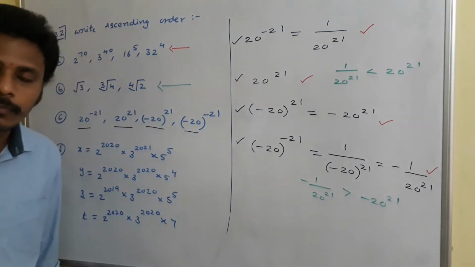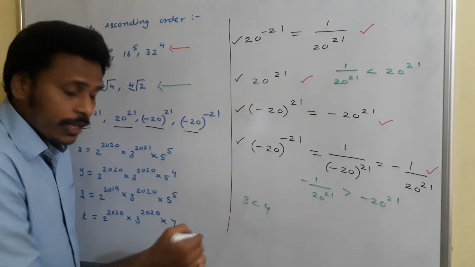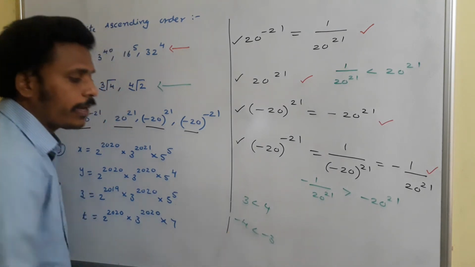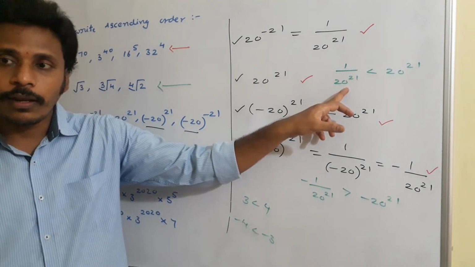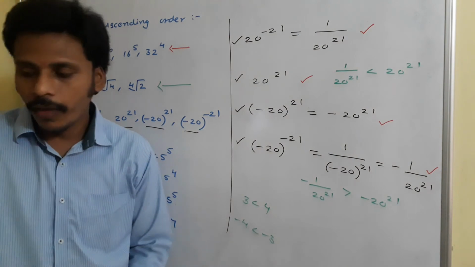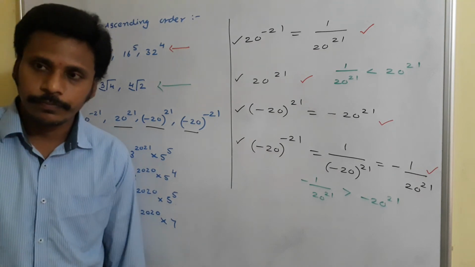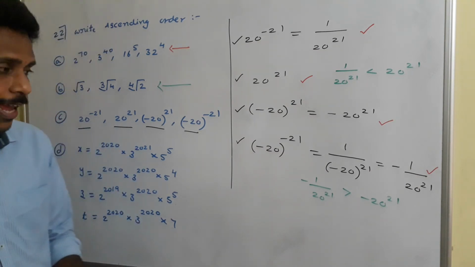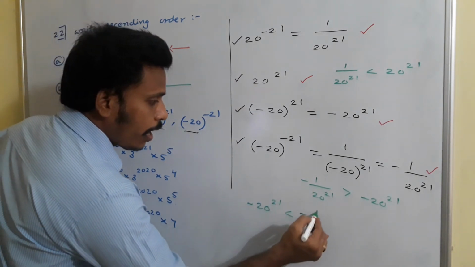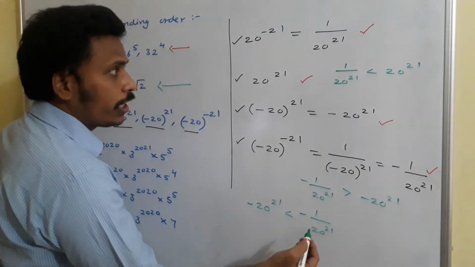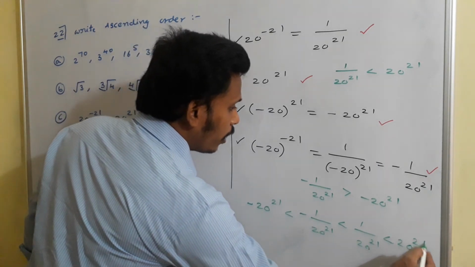What do you say? Usually if 3 is less than 4, then minus 4 is less than minus 3, right? In the same way, 1 by 20 power 21 is the smaller, and if you attach minus, it becomes bigger. That's why minus 1 by 20 power 21 is greater than minus 20 power 21. When you arrange all in order, minus 20 power 21 is less than minus 1 by 20 power 21, which is less than 1 by 20 power 21, which is less than 20 power 21.